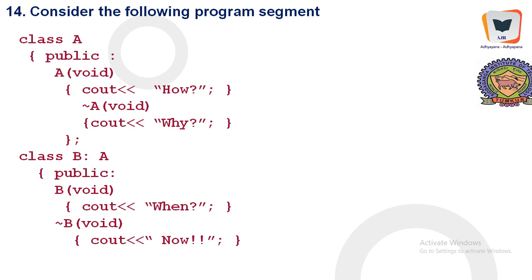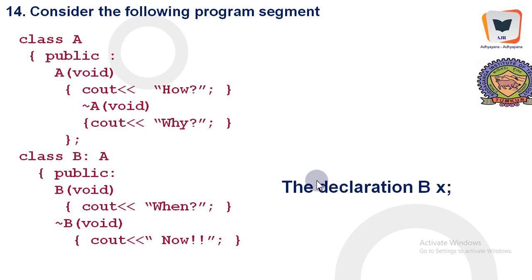Class A, public, A void, cout how, and this is the main function actually. The definition of the main function called class A, and this is the destructor, cout y. In the destructor also we have printed something, that is y. In the constructor we have printed how, and here is an inherited class which is inherited from A. The class name is B, and it has one constructor by name B, and it has a printout statement when, and it has a destructor. It has a destructor which has a printout statement called now.